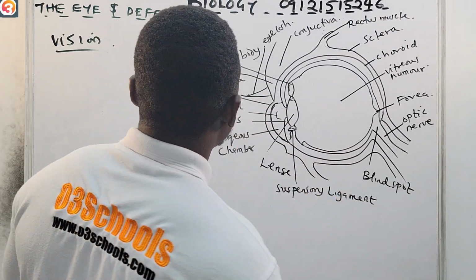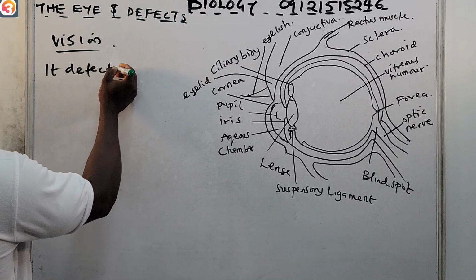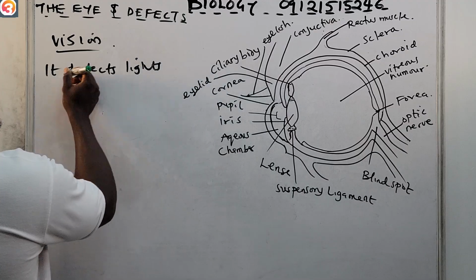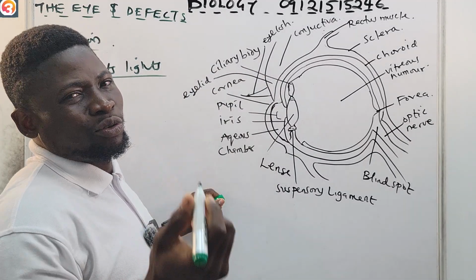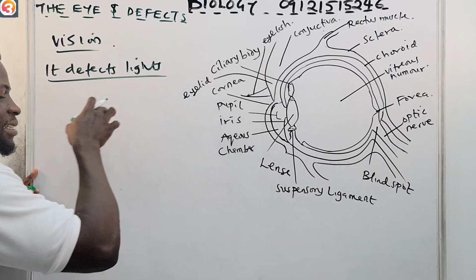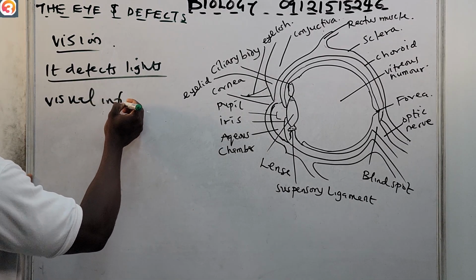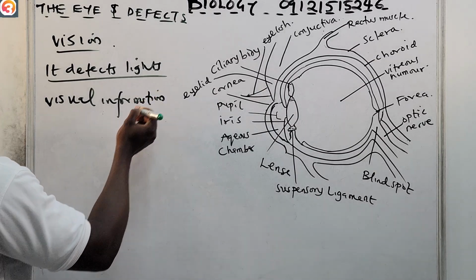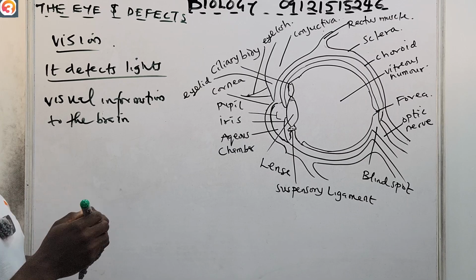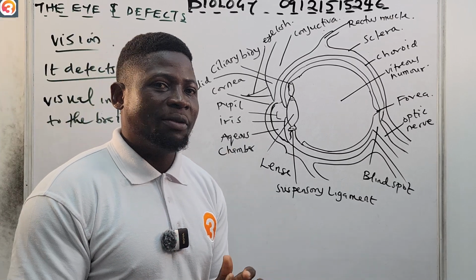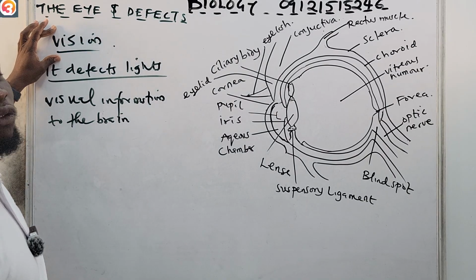What does the eye do? It detects light, and then sends visual information to the brain, allowing us to see. So that is the function of the eye. The eye is a sense organ for vision.